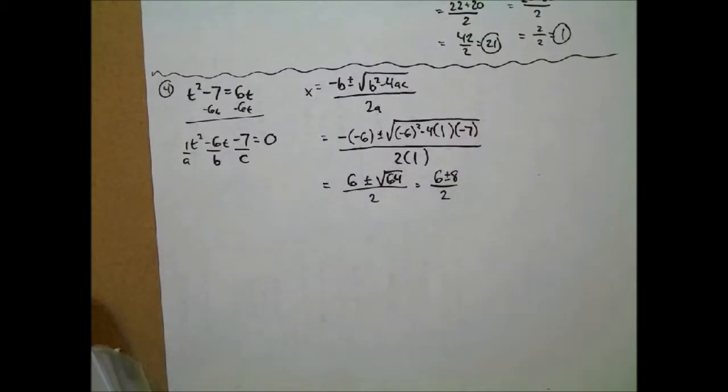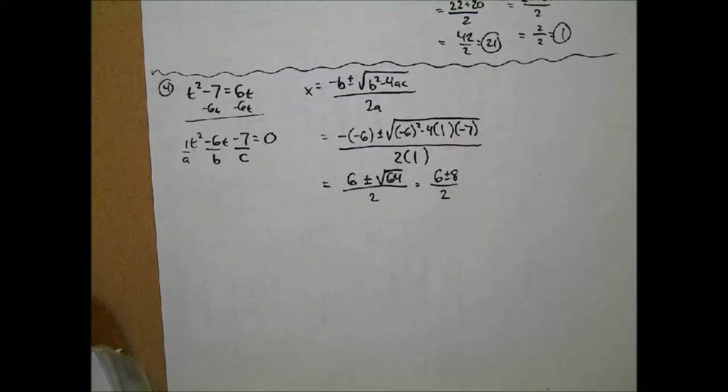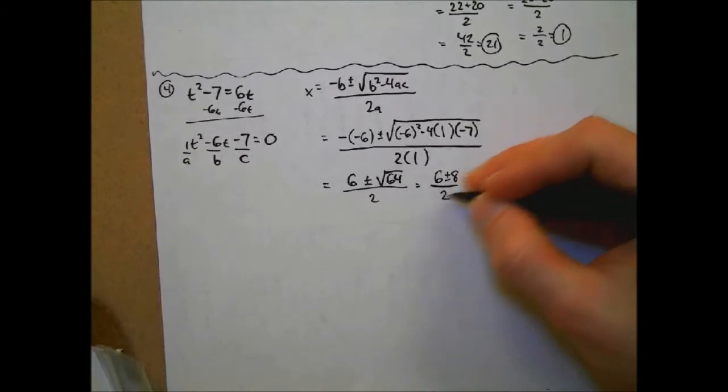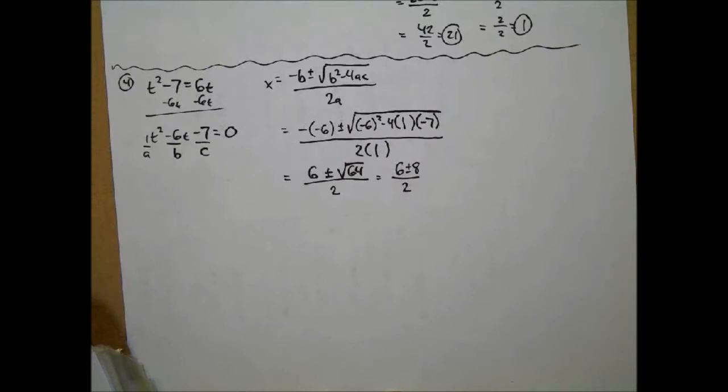We're going to break it up into 2 solutions here. So what's one of our zeros going to be? 6 plus 8 all over 2. And the other one will be 6 minus 8 all over 2. Exactly. Yep. Break it up.